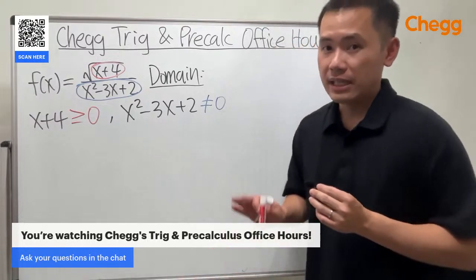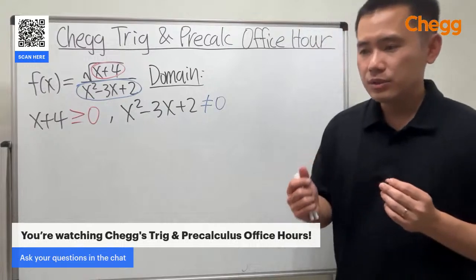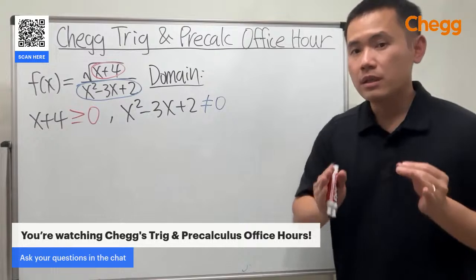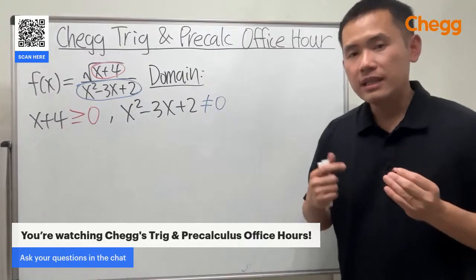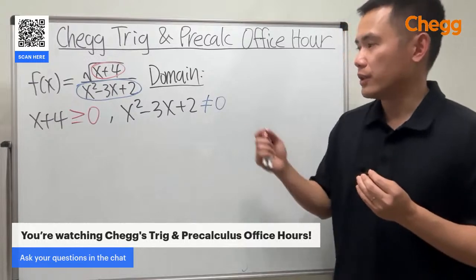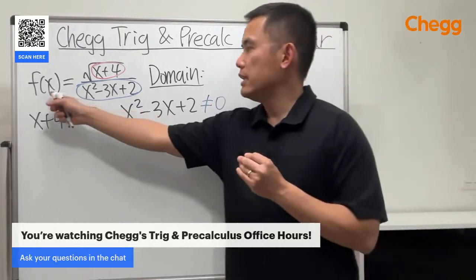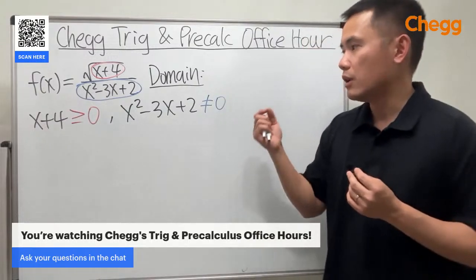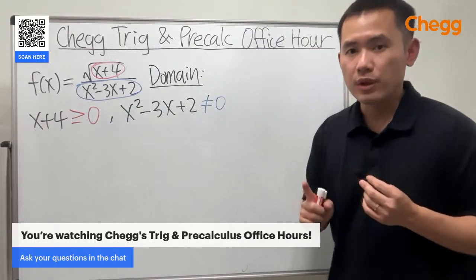Seriously, to find the domain, it's not so bad. I think the reason many students have a problem with the domain is, one, they don't know what the word domain means. The idea for the domain is we are trying to find all the possible inputs for the function. And usually the x is the input. So we're trying to find all the x values that we can use for the function.